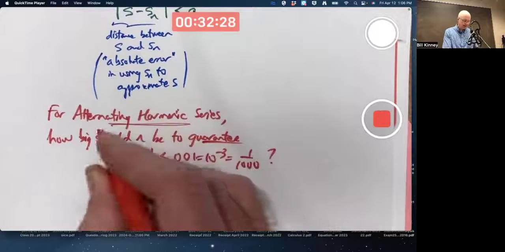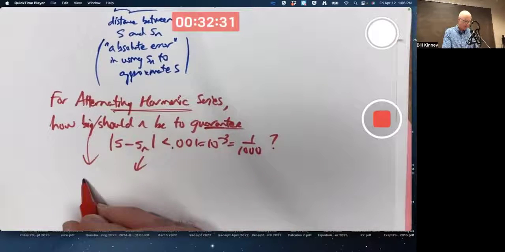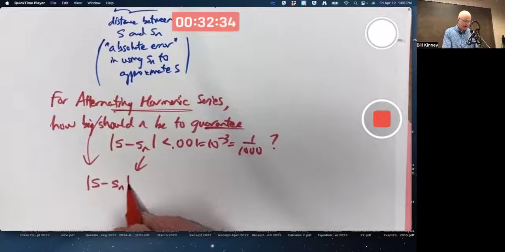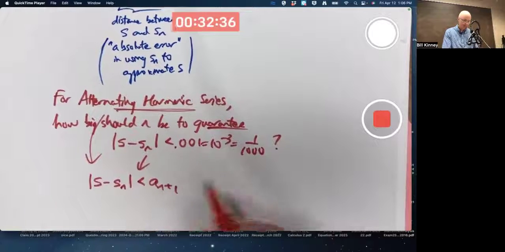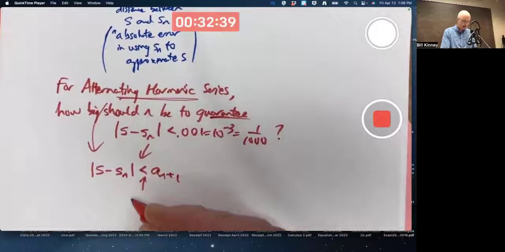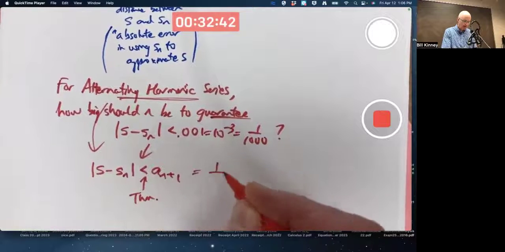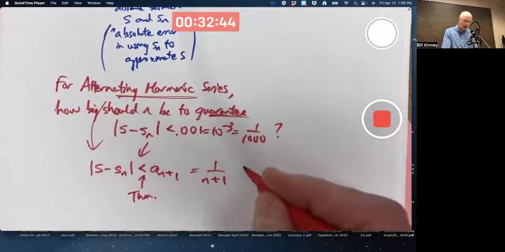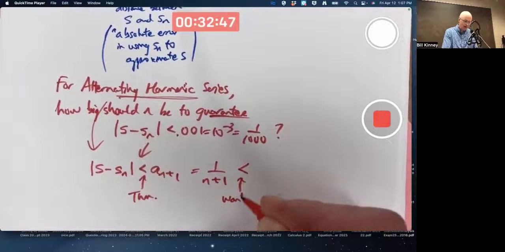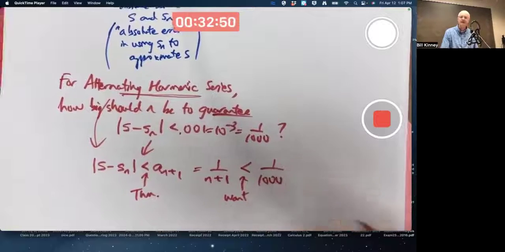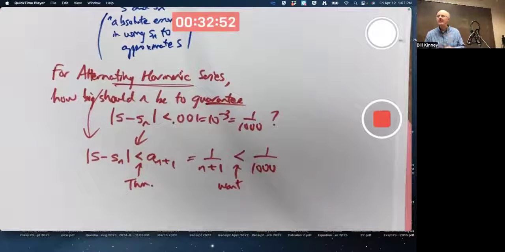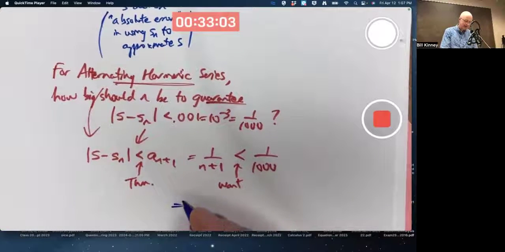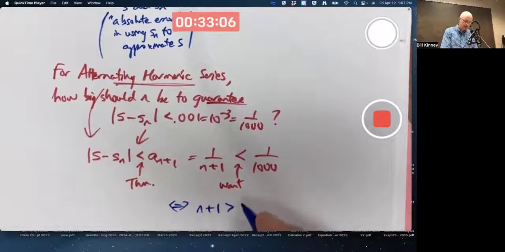For the alternating harmonic series, what is A_(n+1)? That comes from the theorem. It is 1 over n plus 1. I want that to be less than 1 over 1,000. How big should n be? Solve the inequality for n. Take the reciprocal of both sides. Careful though, that switches the direction of the inequality around.